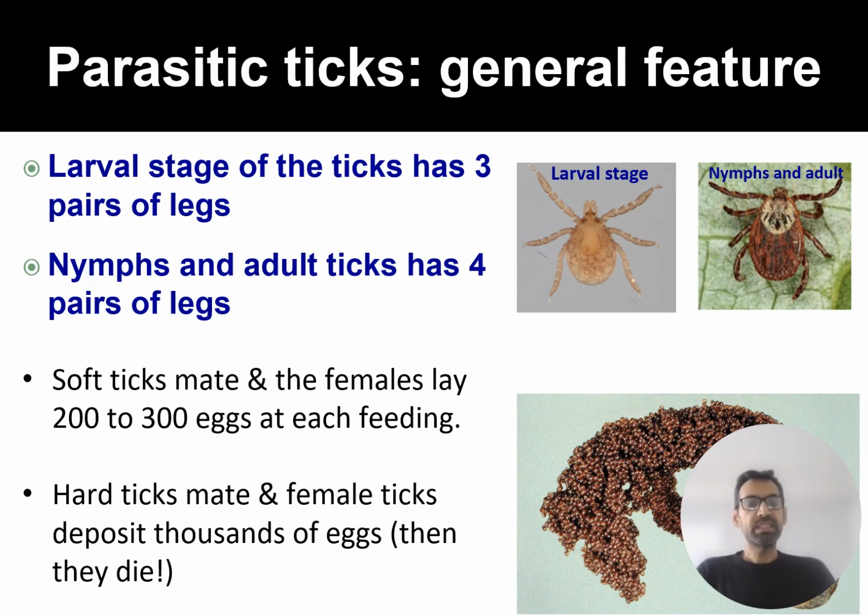The characteristics of the ticks. Nymphs and adults have four pairs of legs, as shown here in this picture on the right side, and the larvae have three pairs of legs. And there are two types of ticks, either soft ticks or hard ticks. We'll talk more in detail about these two types of ticks in our in-class session. But briefly here, in the case of the soft tick, they mate, and the female lays 200 to 300 eggs in each feeding. In the case of the hard tick, once they mate, the female tick deposits thousands of eggs at each feeding.